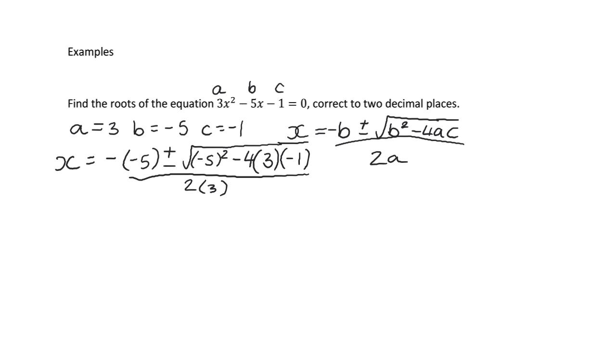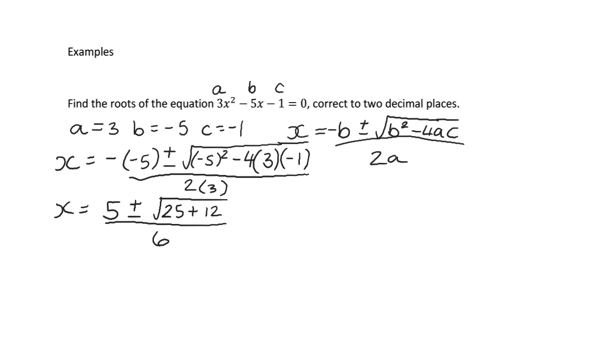Once I've got everything substituted in, I'm going to tidy it up a wee bit just so it's easier to work with. So negative 5 is just 5, plus or minus the square root. Negative 5 squared is going to give me 25. Negative 4 times 3 is negative 12, multiplied by negative 1 is plus 12. And then I've got over 2 times 3 is going to give me 6.